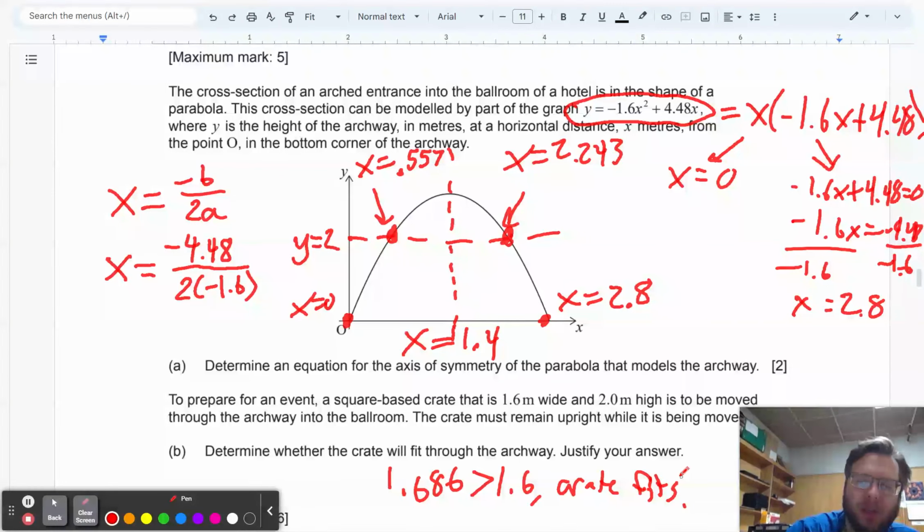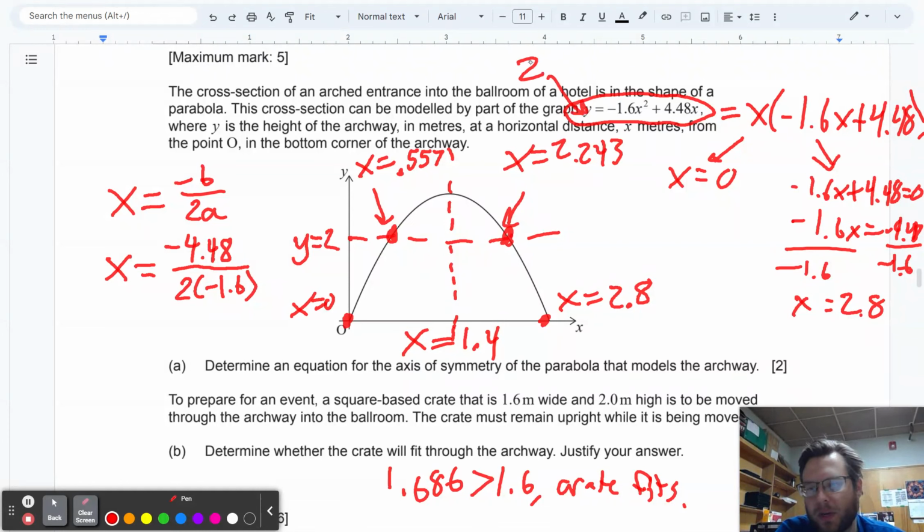There you go. The way you could have done that algebraically is you could have plugged in y equals 2 right here and solved for x, possibly by using the quadratic formula, and then you would get those same x values and see if they fit. So let me know if you have any questions. Thank you for watching.